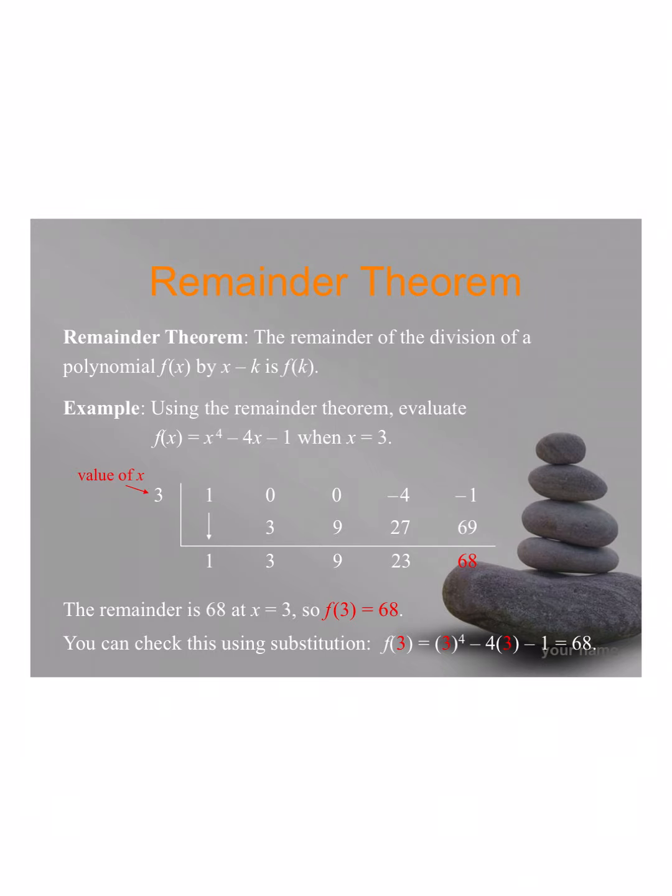All right, for our remainder theorem, the remainder of a division of a polynomial f of x by x minus k, so once we finish doing synthetic division, is always going to be the same as f of k. So what does that mean? Well, what that's telling us is, if we look at our example here, we've done our synthetic division, we got a remainder of 68, and we were dividing the whole thing by x minus 3.